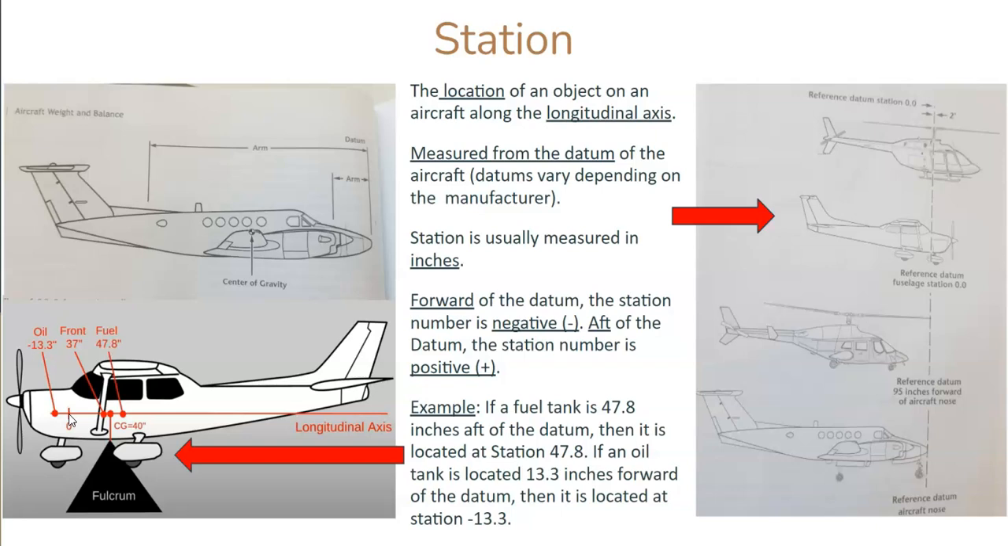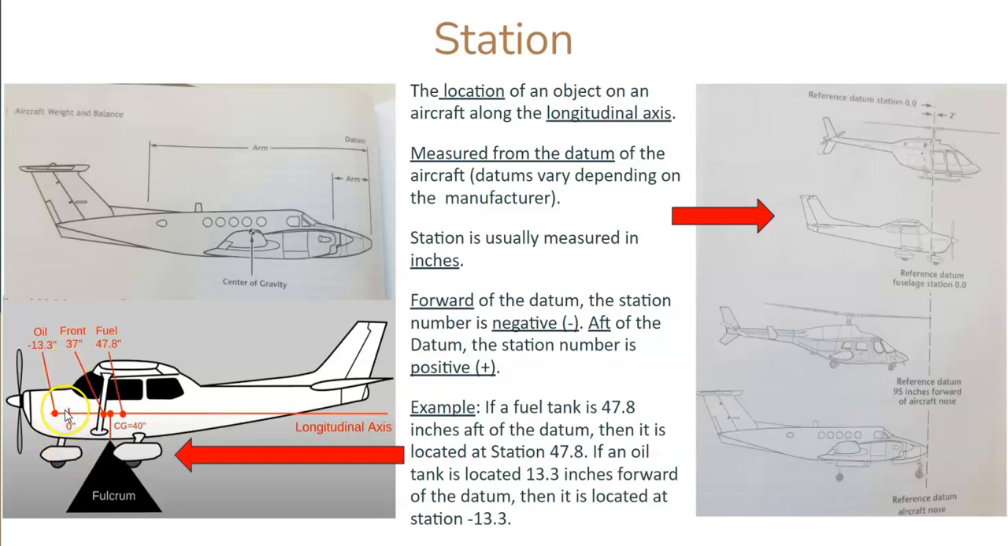So again, you may notice that this front passenger seat in this diagram is 37 inches away from the datum, and that your center of gravity is 40 inches away from the datum. It's all measured in inches very often. Another thing you should notice as well is that these take on positive and negative values depending on what direction it is from our datum.